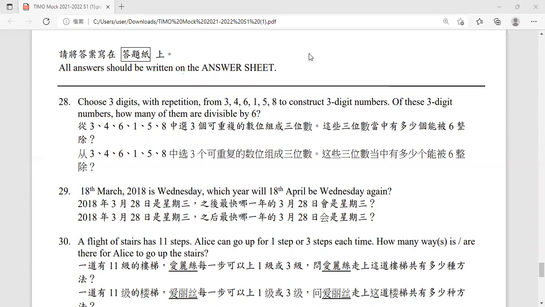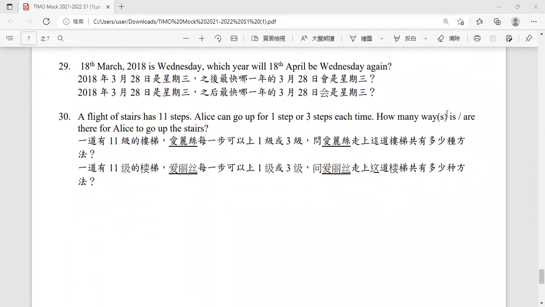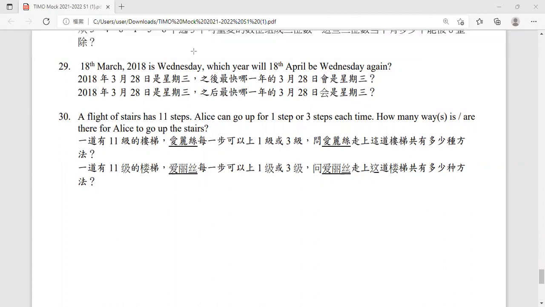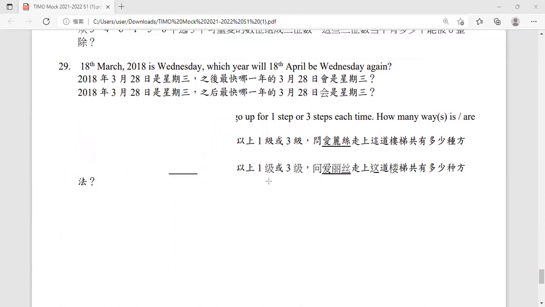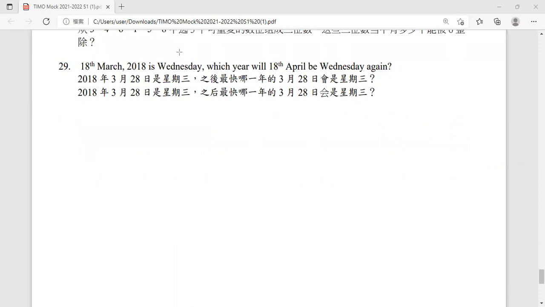Okay, 29. You can do it yourself. Actually, it's very simple, but you just consider the years. Actually, you can make a chart yourself.